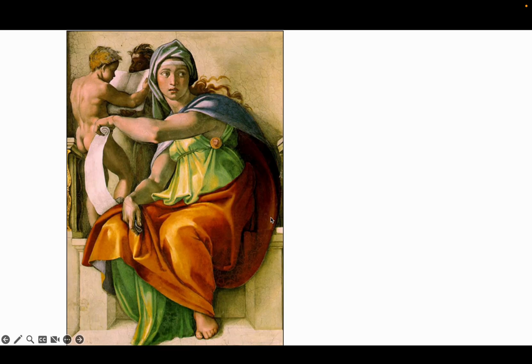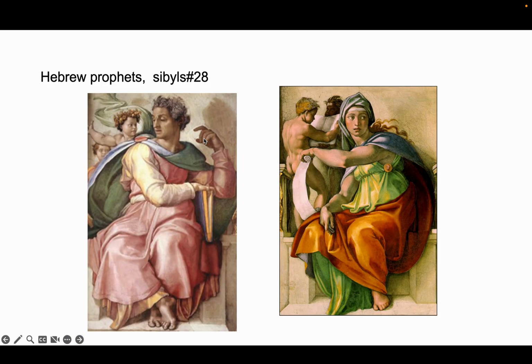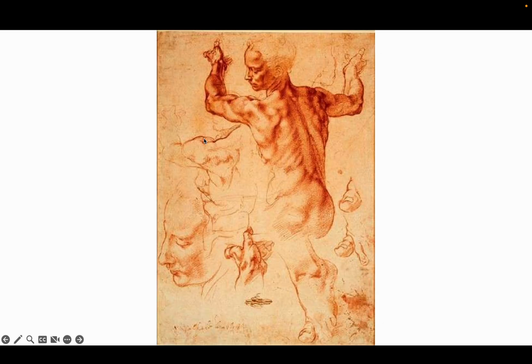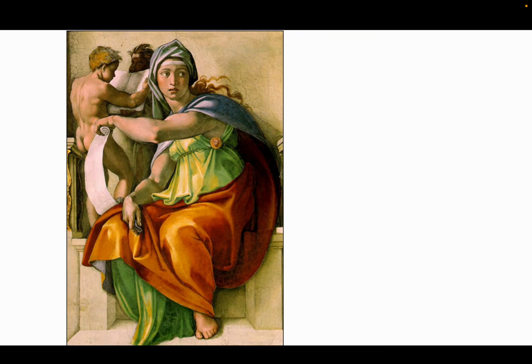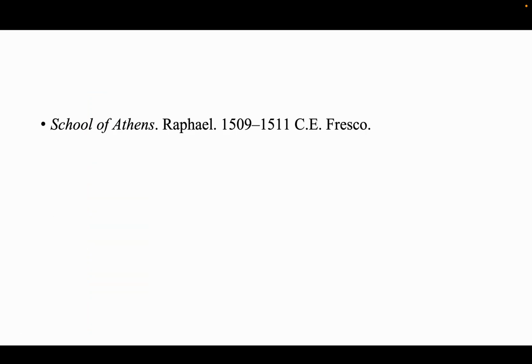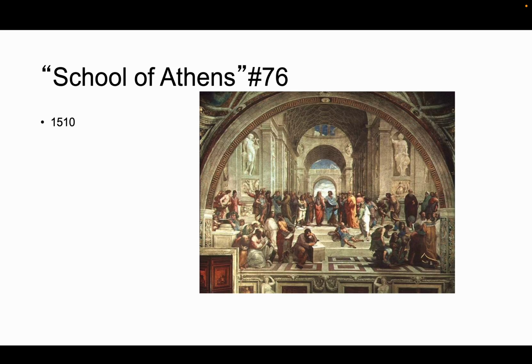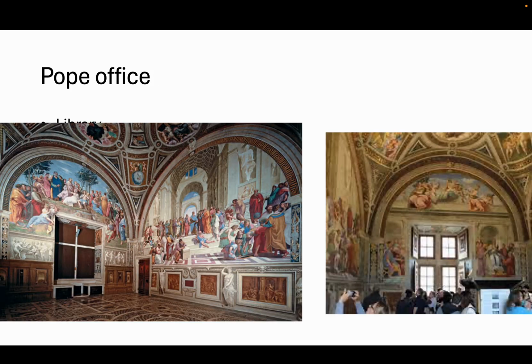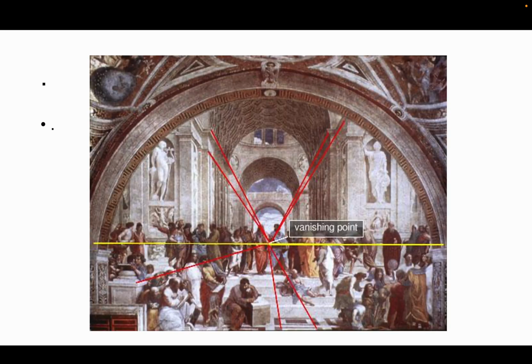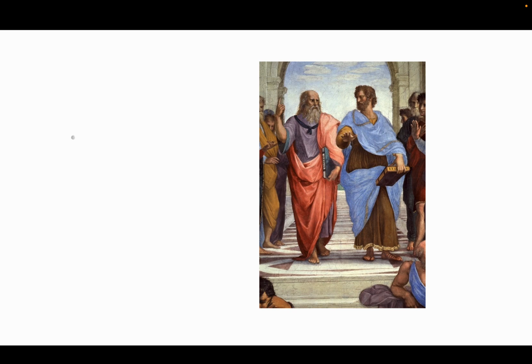The Sibyls also, look at the arm there, she's based on a strong man, and again, it's the beauty of the classical body in the Renaissance. And the last one is Raphael's School of Athens. This is about learning. It's every intellectual in history. It's at the Pope's library where he would sign papers, and it's about learning. And there's Plato and Aristotle.